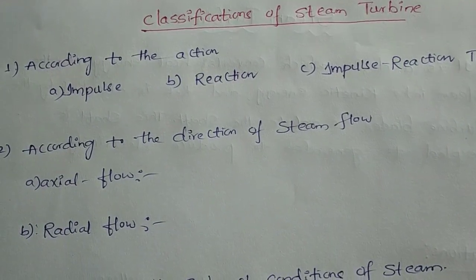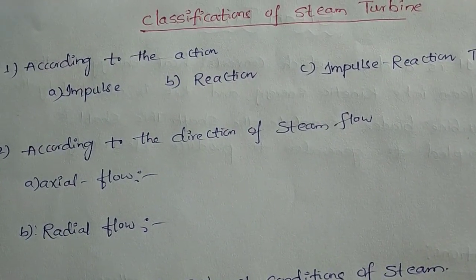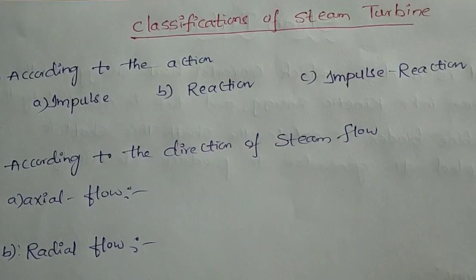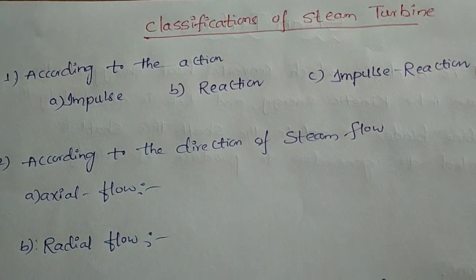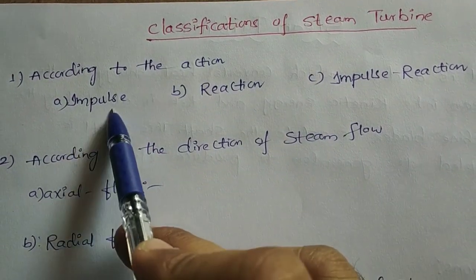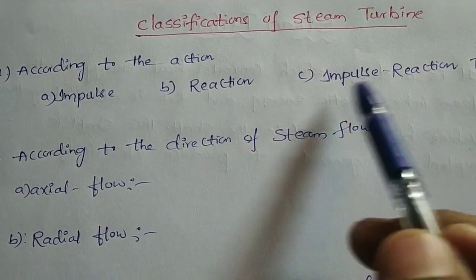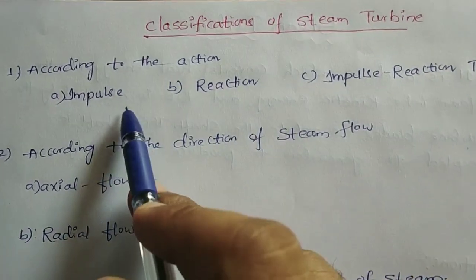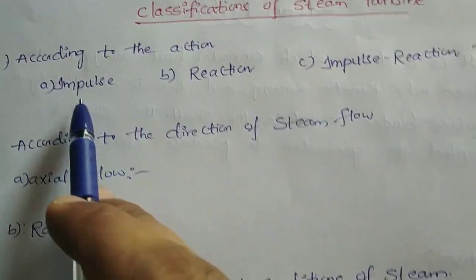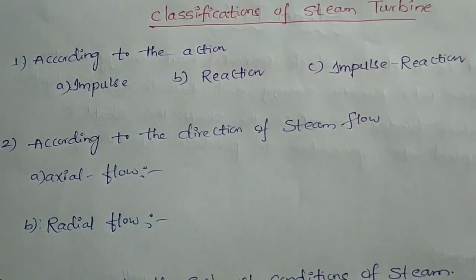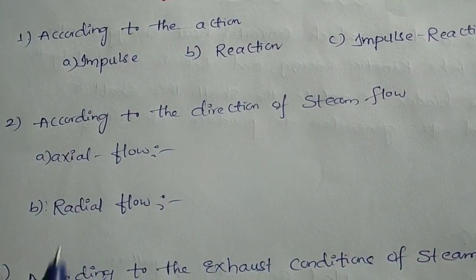Next one, classification of steam turbines. Here steam turbines are classified based upon different conditions. First of all, depending upon the action, these are classified into three types. One is the impulse turbine, another one is the reaction turbine, and another one is the combination of impulse and reaction turbine. In the coming classes we will come to know clearly what is meant by impulse turbine and what is meant by reaction turbine.